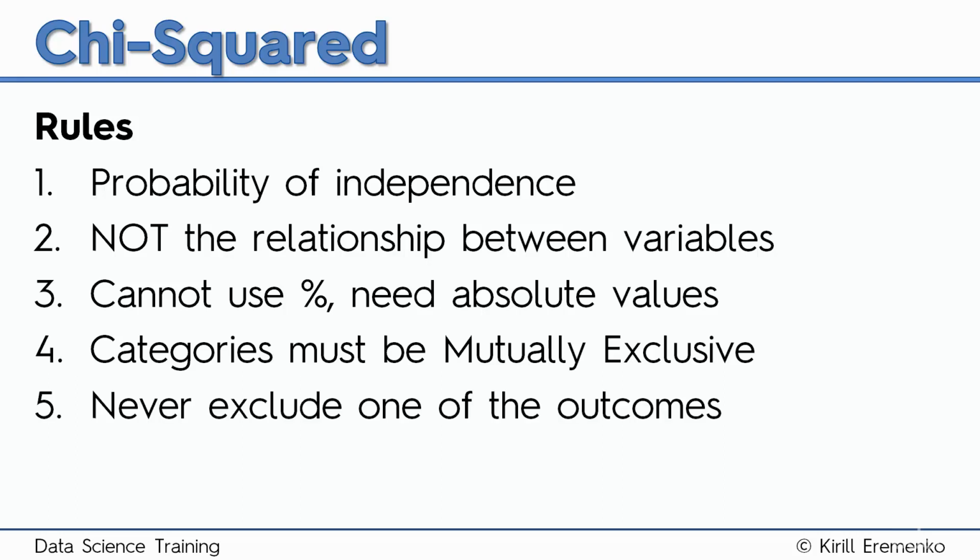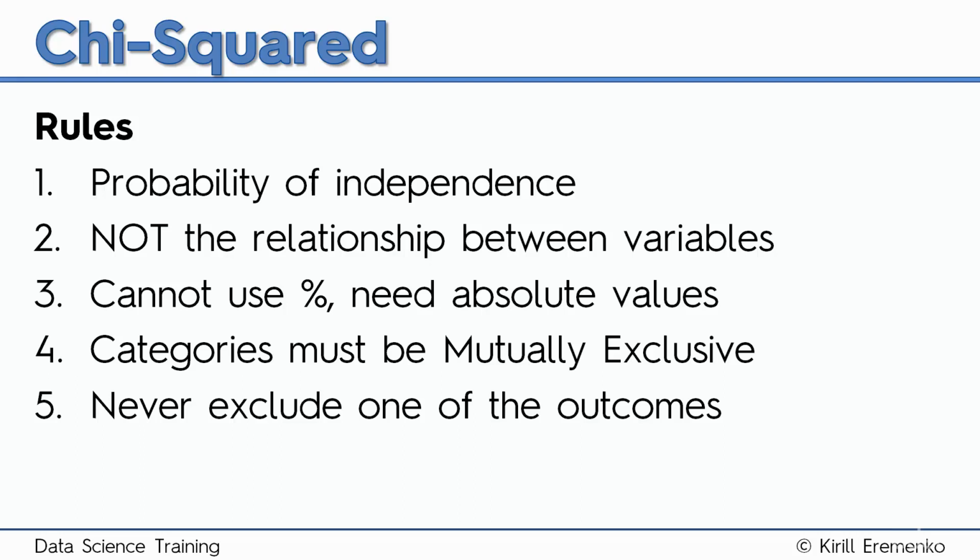Number five, never exclude one of the outcomes. Doesn't really apply in our case, but it's good to know about. Sometimes your data might have several outcomes. Like we have only two, yes or no. Did the person exit or did the person stay? But maybe you might have a different data set that might have three or more outcomes.